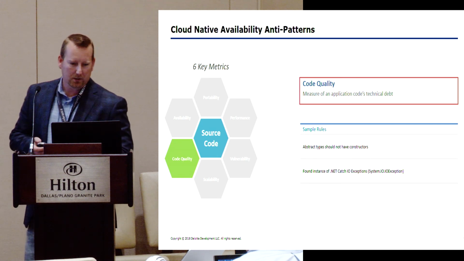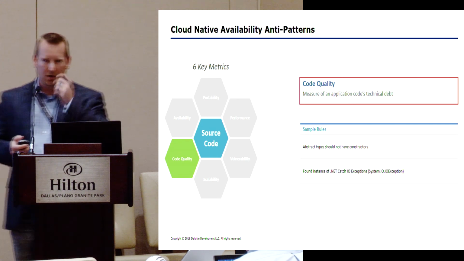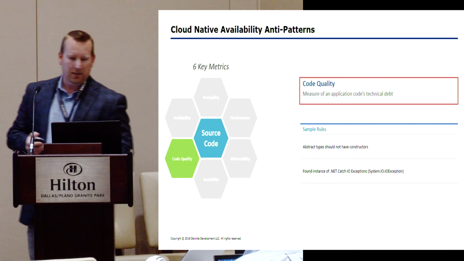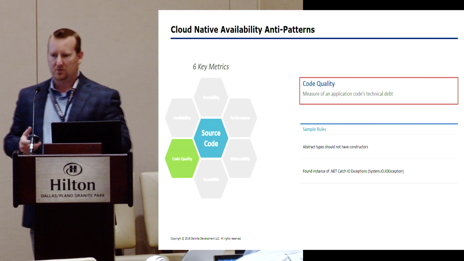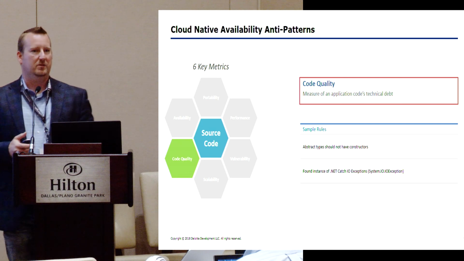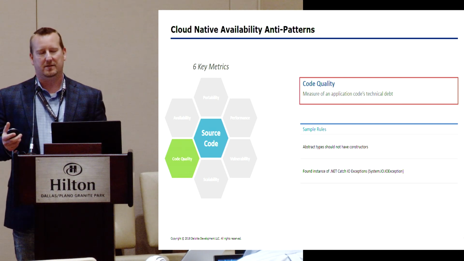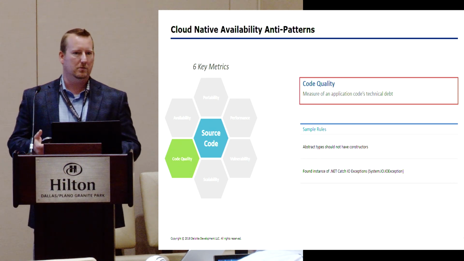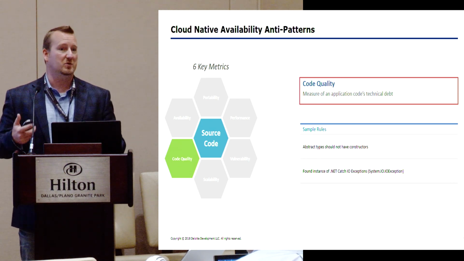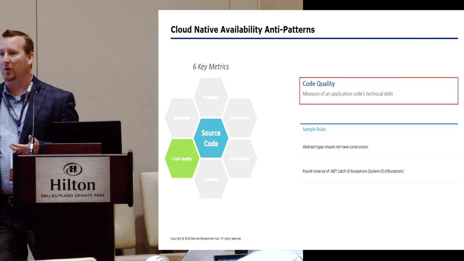All right, code quality. This is a measure of an application's code in relation to technical debt. I'll just focus on the last one here. I think this one's a really important one. This is basically exception swallowing, right? So I'm not catching my exceptions. The application is just swallowing them, so they're not bubbling up, and I don't really know what's going on.